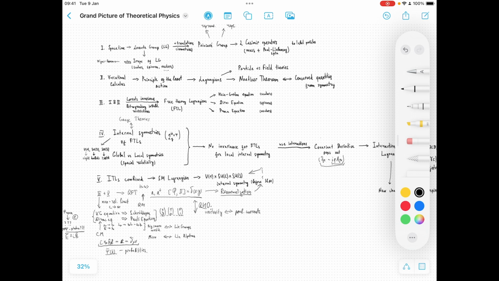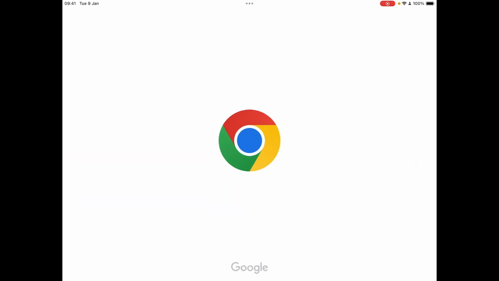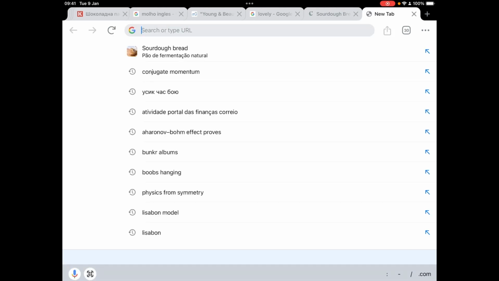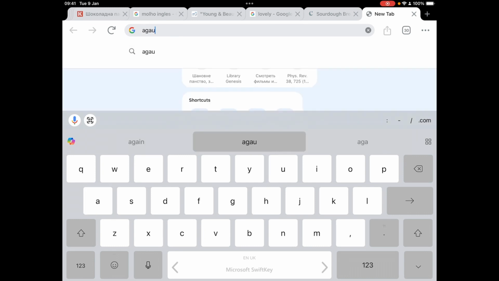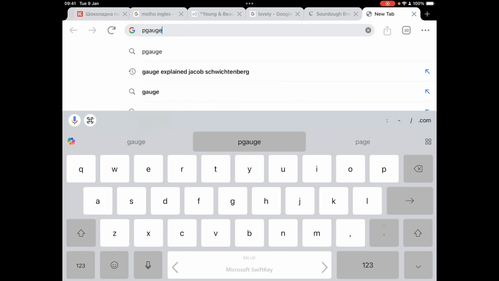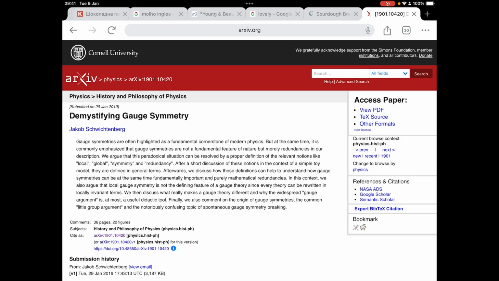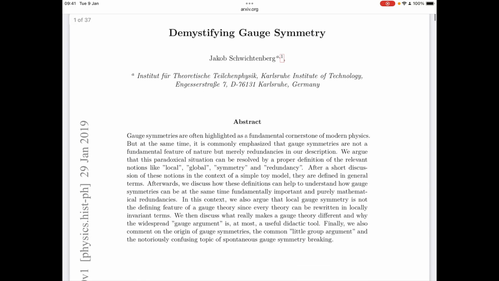So anyway, for example, Nima talks about gauge theory being bullshit or something, in some sense, I don't remember. Let me find that article. I do remember him talking about the Higgs mechanism, saying the world is not some crappy metal, about spontaneous symmetry breaking. So if I just put in gauge explained, oh, here it is. Demystifying gauge symmetry. If you open that paper, I actually have a video on my YouTube channel where we talked about that paper in detail in the past.